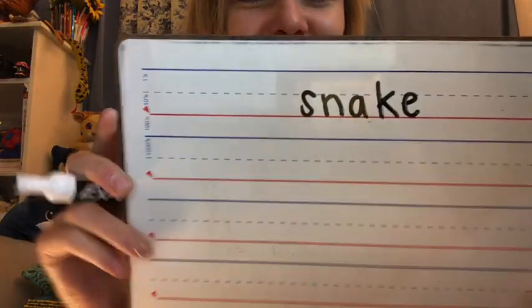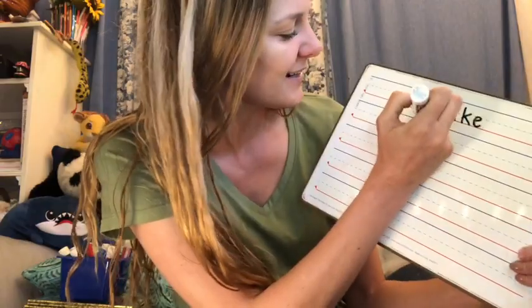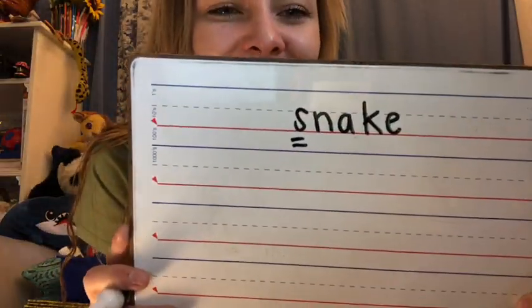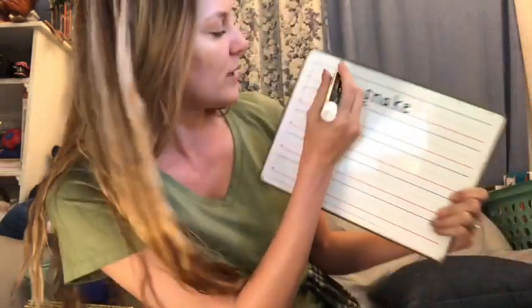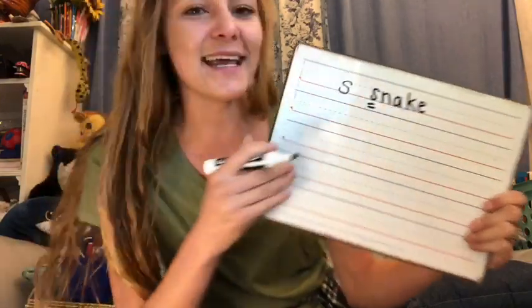Okay, and the last one that we're going to learn is S. This one's my personal favorite, and it goes like this: around like a snake. Because when we write the word snake, it starts with the letter S, right here. So when we make this letter S, we go around like a snake.